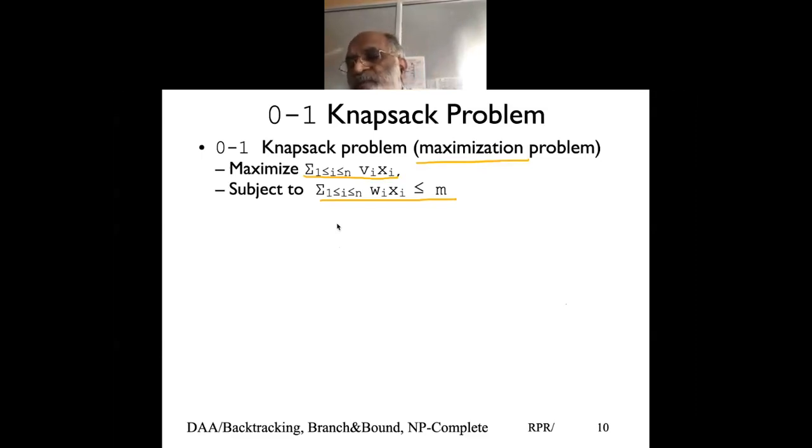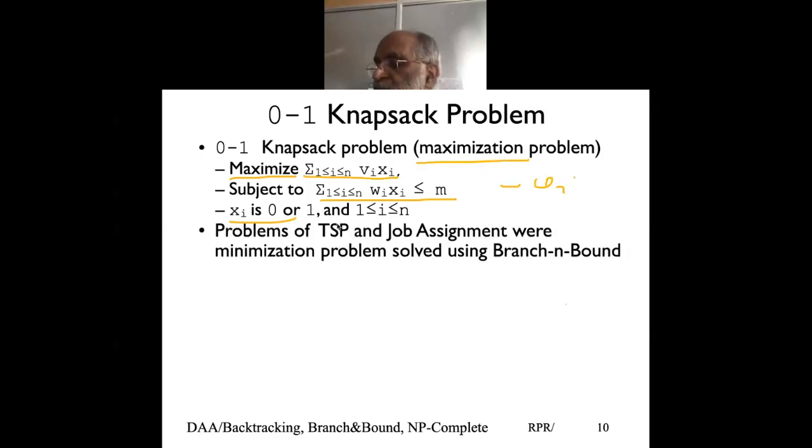Because we know that we can solve a minimization problem using branch and bound. So look, how do I solve this? Convert this maximization problem to minimization. If I convert each Vi into minus Vi and treat it as a cost, Xi is always 0 or 1, meaning either I pick an item or I don't pick an item, and I convert this into this.